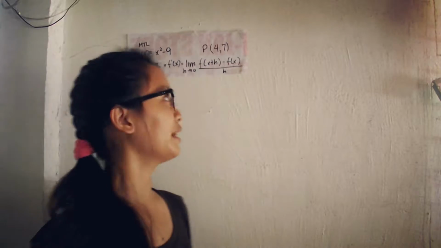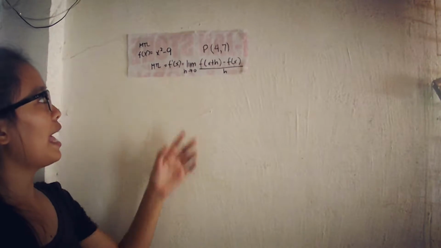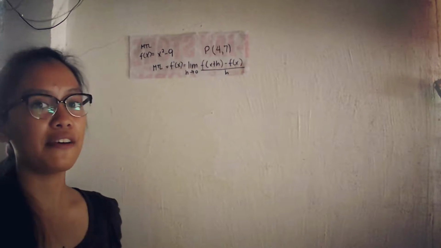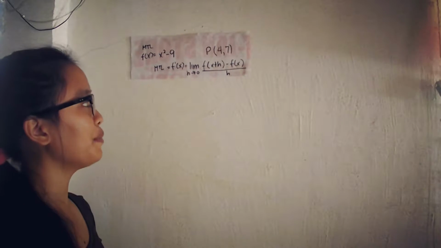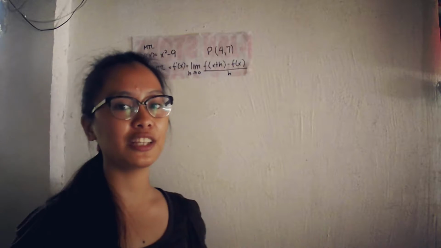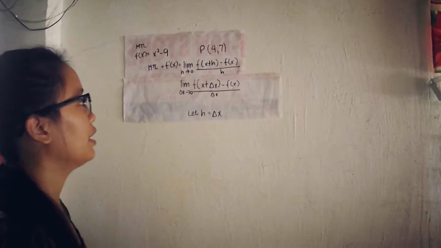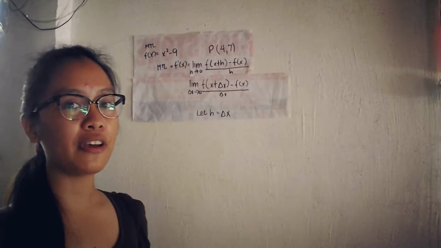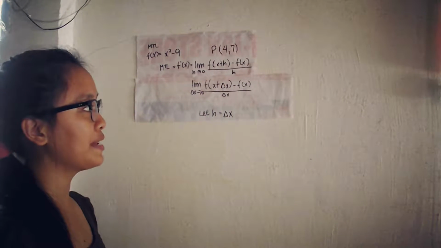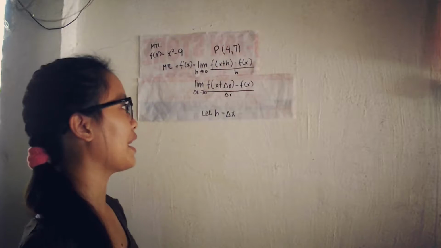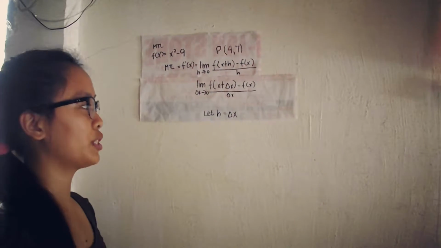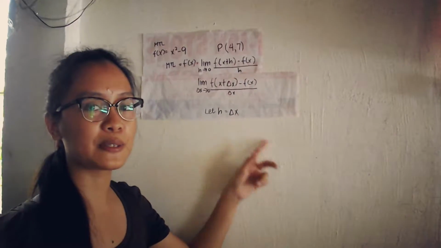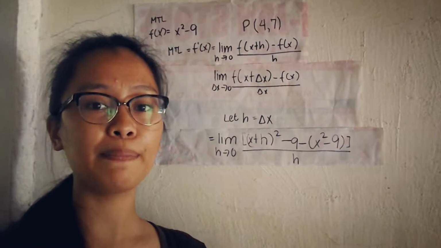So we have here the givens x squared minus 9, which is our function, and the coordinates 4 and 7. So this is the formula of how to get the slope of a tangent line. Let us recall the difference quotient equation, which is the limit of f of x plus change of x minus f of x all over change of x, where change of x approaches 0. In here, we will let h equal change of x. At this juncture, we will just apply the formula.